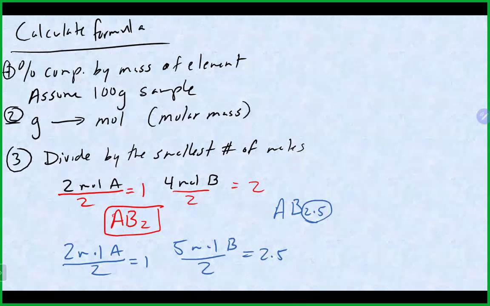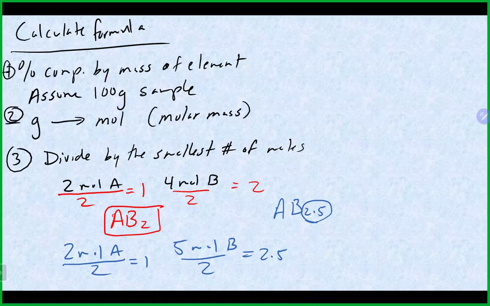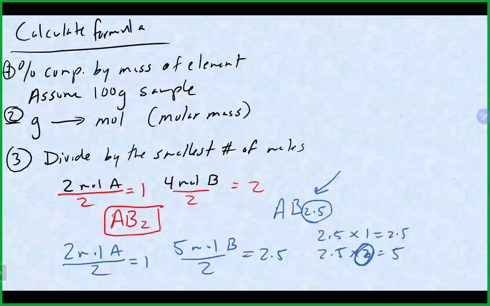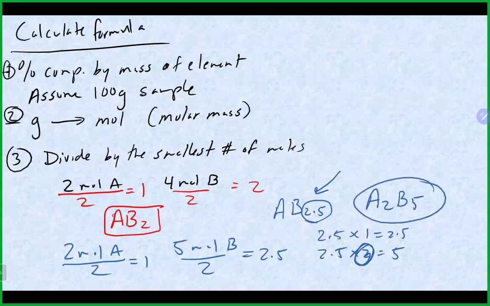So in this case, what we need to do is figure out a number that we can multiply the empirical formula by to end up with whole numbers. So for example, if I took 2.5 times 1, that is 2.5. If I took 2.5 times 2, that is 5. That means what we would want to do is take that 2 and multiply this empirical formula by it, not just the 2.5, but the entire formula. And that would give us A2B5 as the proper empirical formula in this case.